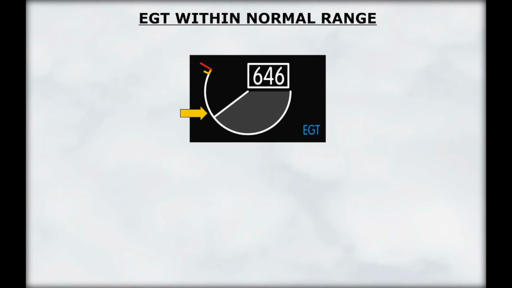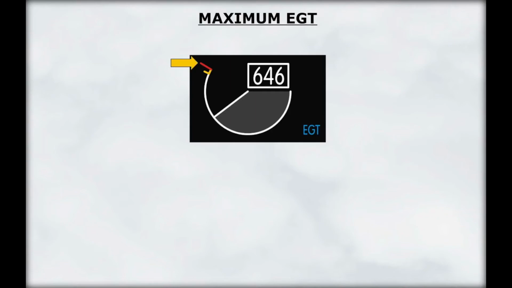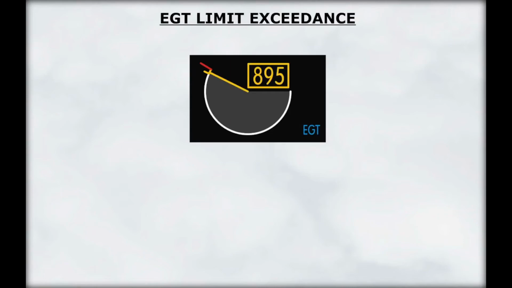The normal operating range is displayed in white. The maximum continuous value is indicated by an amber line, and an amber band indicates the maximum continuous range. The maximum EGT is indicated by a red line. In the event of an EGT limit exceedance, the digital and analog displays will turn amber or red, depending on which limit is exceeded. This color change is inhibited for up to 5 minutes during takeoff or go-around.